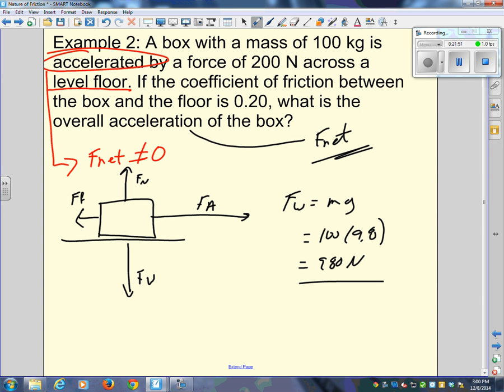Keeping in mind the net force is going to be applied force plus friction force. Do I know the applied force already? No. Right? It's not on yours? It's not in there. No, we're not getting it.